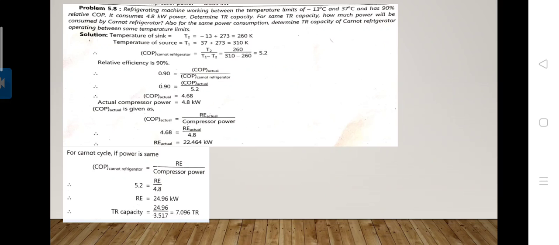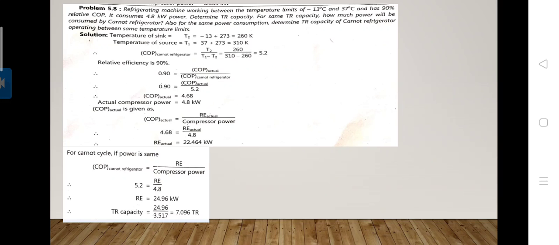Now we see the next problem. A refrigerating machine working between the temperature limits of minus 13 degree centigrade and 37 degree centigrade has 90% relative COP. It consumes 4.8 kilowatt power. Determine the TR capacity, that is the ton of refrigeration capacity. For the same ton of refrigeration capacity, how much power will be consumed by a Carnot refrigerator? And also, for the same power consumption, we have to determine the ton of refrigeration capacity of a Carnot refrigerator operating between the same temperature limits. Okay, so first we write down the given data, that is the temperatures T2 for sink, T1 for source.